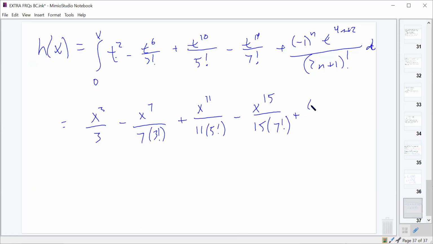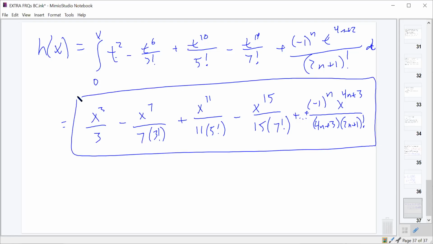Okay. So the negative 1 to the n will just stay. And then we'll have x to the 4n plus 3 over 4n plus 3 times our 2n plus 1 factorial. And then technically we should be subtracting this thing evaluated at 0 also, but note that all of these terms are just going to be zeros. So this is my first 4 and my general. Everybody good with that part of part C?